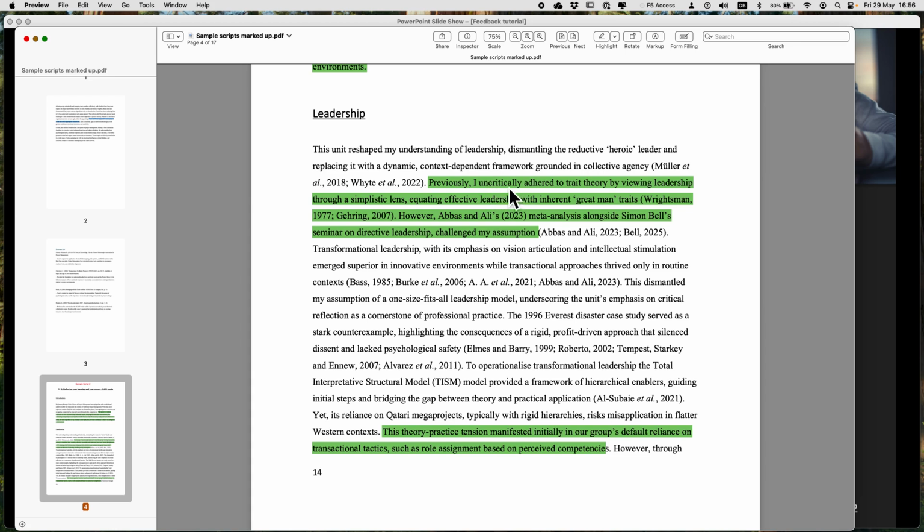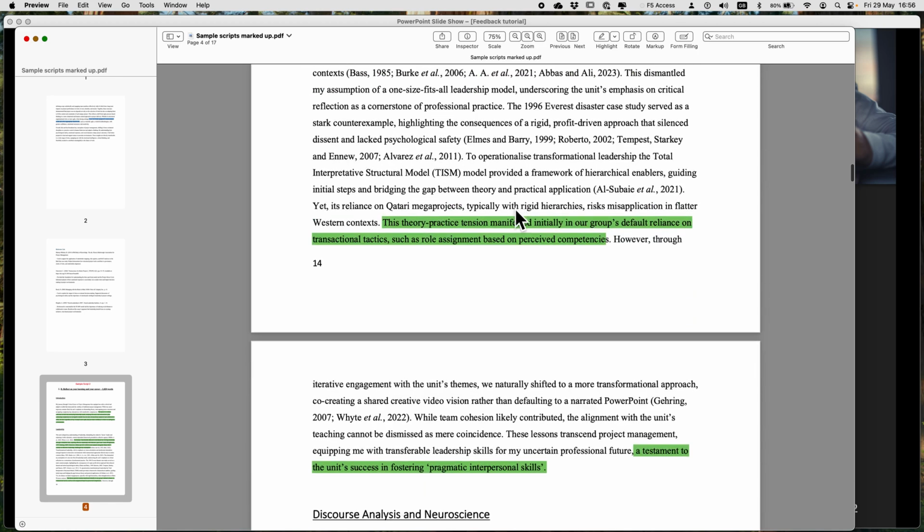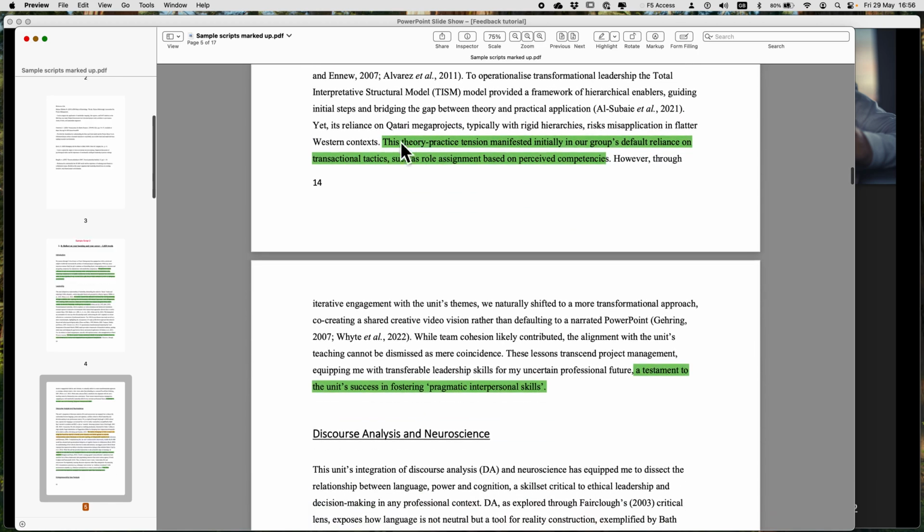And they're also talking about criticality. So they're demonstrating critical thinking by reflecting on what they've learned and showing that they are thinking more critically now. Again, they connected to the literature well. Here we go again: "This theory practice tension manifested initially in our group's default reliance." Here, again, we wanted examples. They're connecting it directly to group work. So there's a practical example here. They've not stayed so high level and in generalities and sweeping statements. It shows that they're applying their thinking to specific situations.